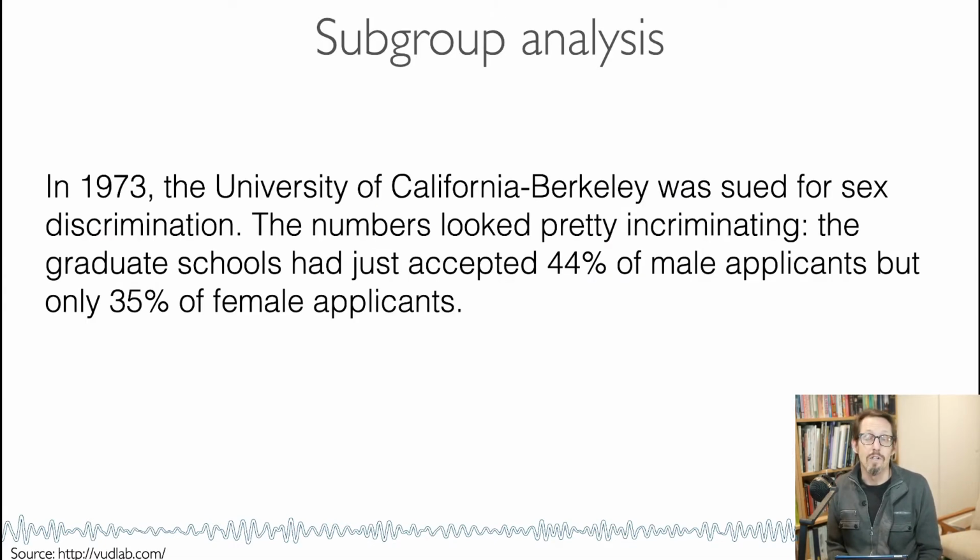Okay, here's another very typical way to get confused when doing an analysis. So in '73, UC Berkeley was sued for sex discrimination, and the numbers looked bad, right? The graduate school had accepted 44% males and only 35% females. So this looks like a clear-cut case of some sort of anti-women bias.